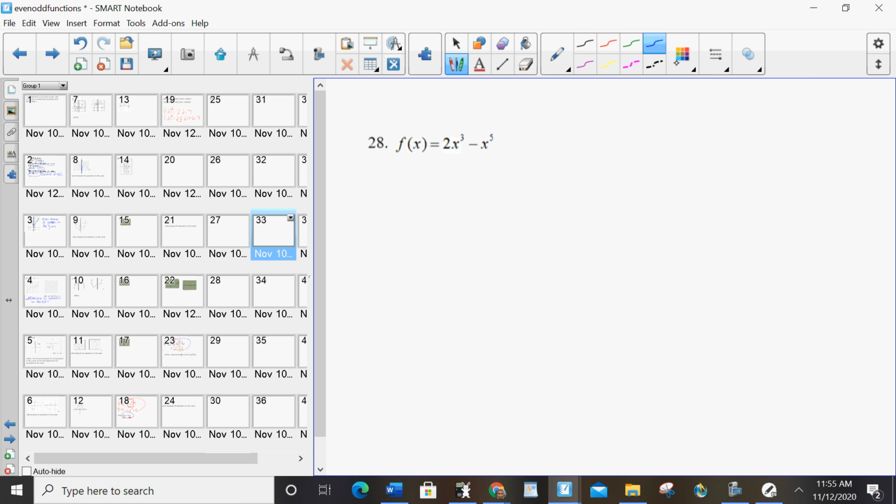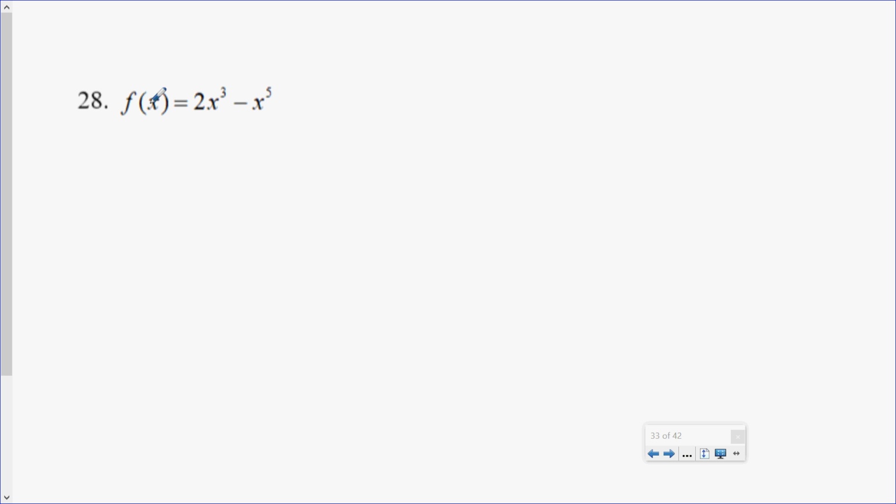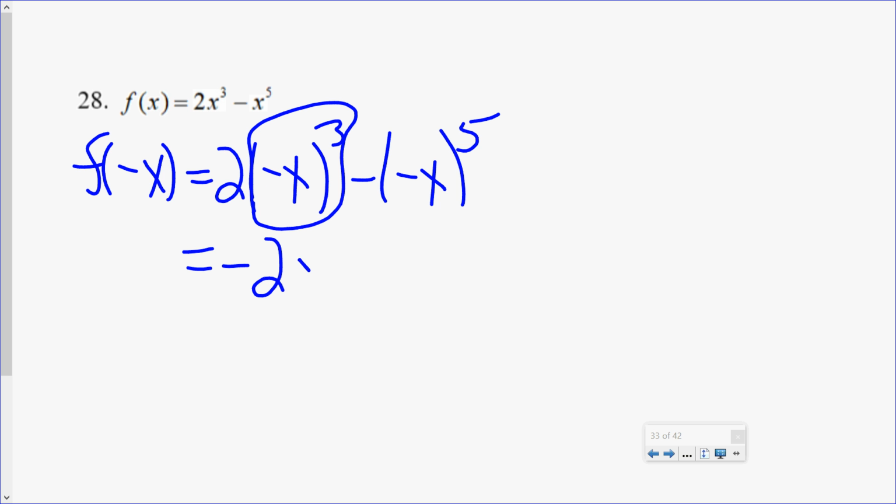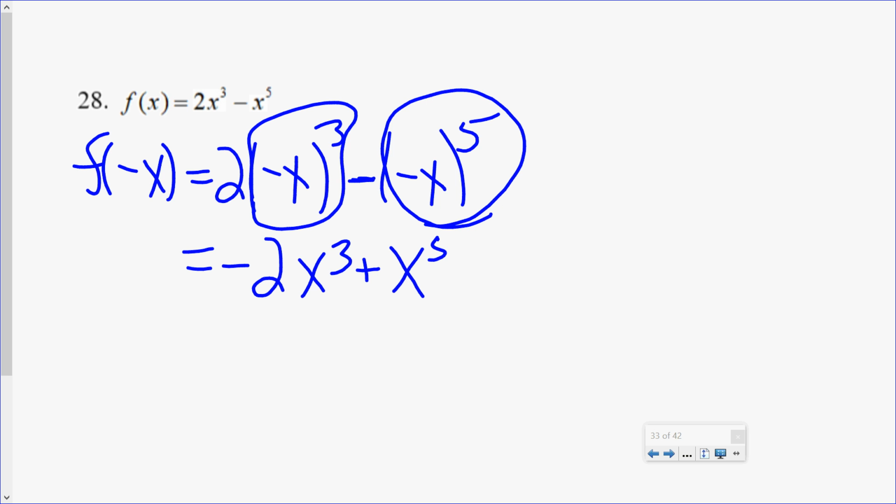And again, if I want to determine if this is even, odd, or neither, I'm going to substitute negative x in for x. And now negative x to the third. A negative to an odd power is negative, so this whole thing becomes negative. So if this whole thing is negative, then this minus sign becomes plus. Because when I subtract a negative, the sign changes. So essentially, if it's negative, the sign in front changes. If it's positive, the sign in front stays the same.